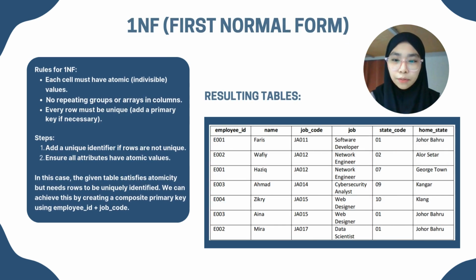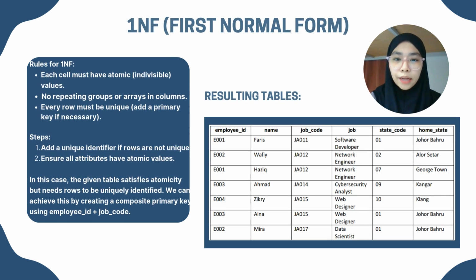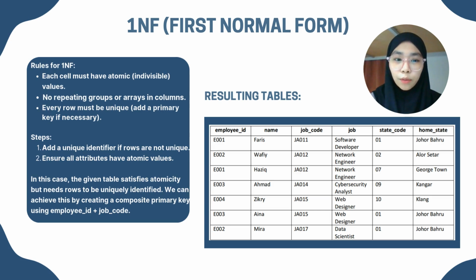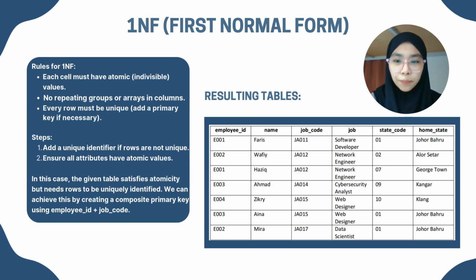Okay, let's understand with the example. First, 1NF, first normal form. Rules for 1NF: each cell must be atomic, no repeating groups or arrays in a column, and every row must be unique. Step 1, add a unique identifier if rows are not unique, and second, ensure all attributes have atomic values. In this case, the given table satisfies atomicity but needs rows to be uniquely identified. We can achieve this by creating a composite primary key using employee ID and job code.